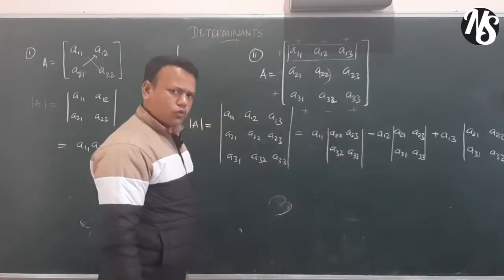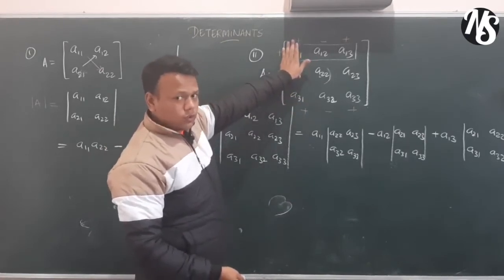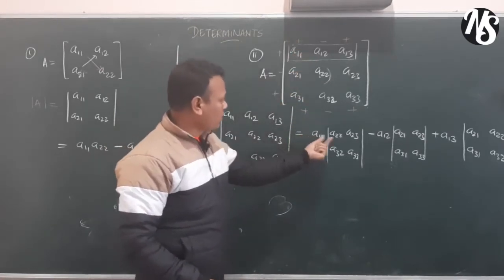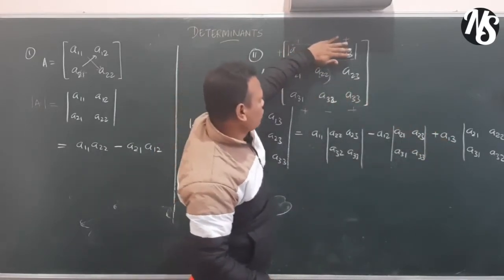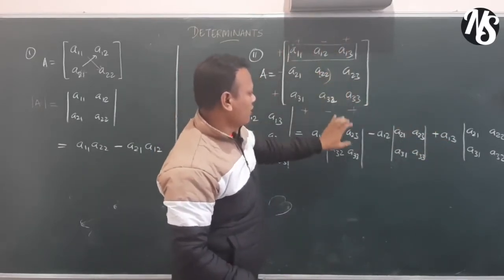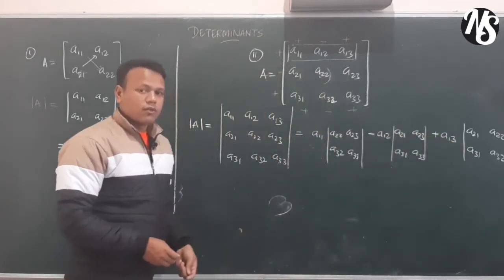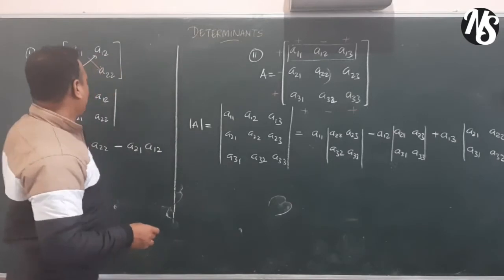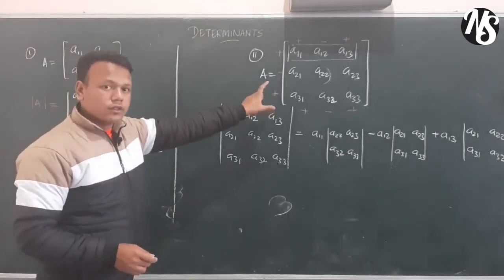The rule is going to be the same. If you are following the first column, you have to write down the elements of the first column, then cover those elements, and whatever numbers are left will come in this determinant. This is how we evaluate 2 cross 2 matrix determinants and 3 cross 3 determinants.